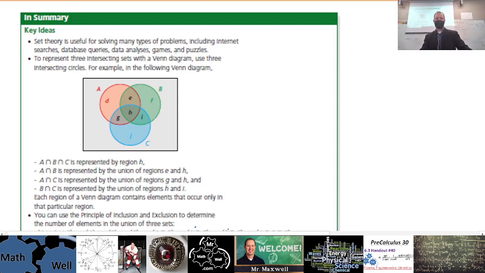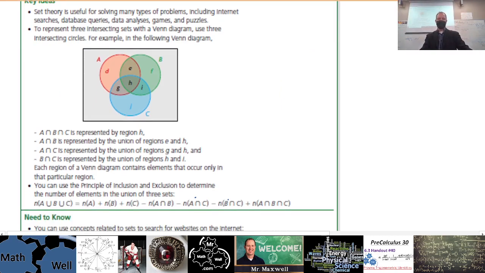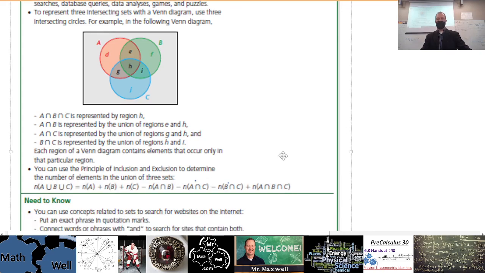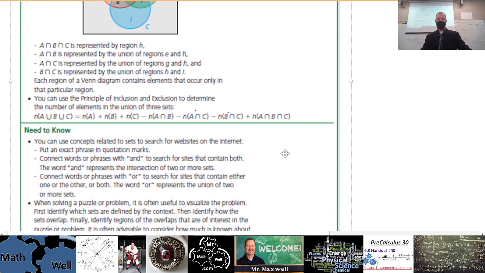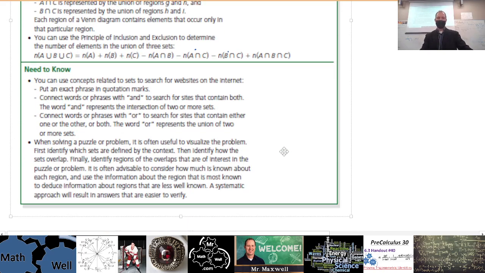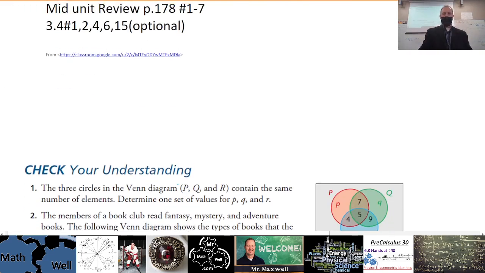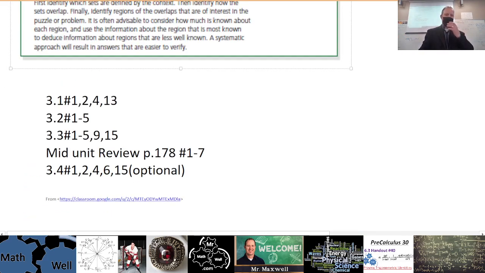All right, so here are the key ideas. They're in your textbook. You can look those over, highlighted by this new principle of inclusion and exclusion formula. It's a little scary, but if you take it one little piece at a time, it's going to be no problem. Okay, so look over that. And here's your assignment if you're in my class here today.